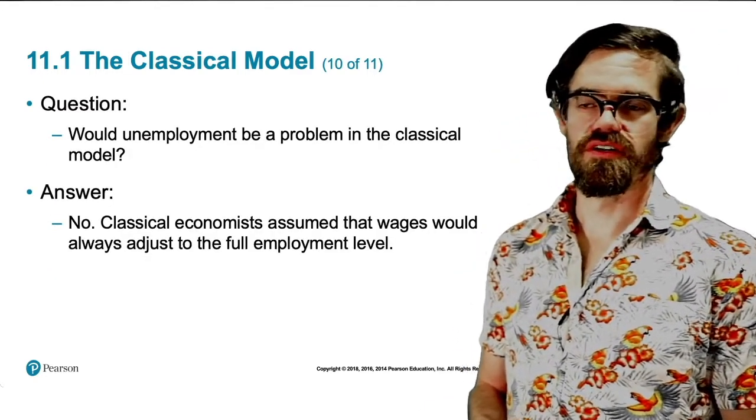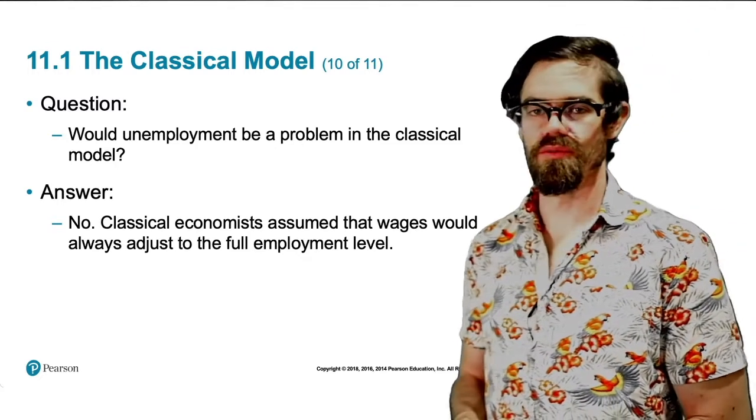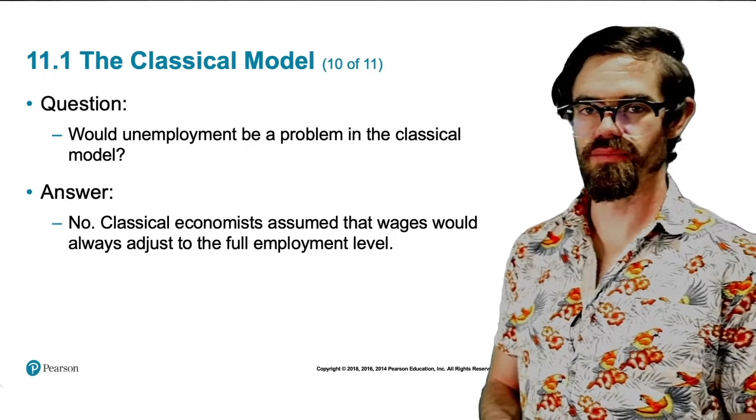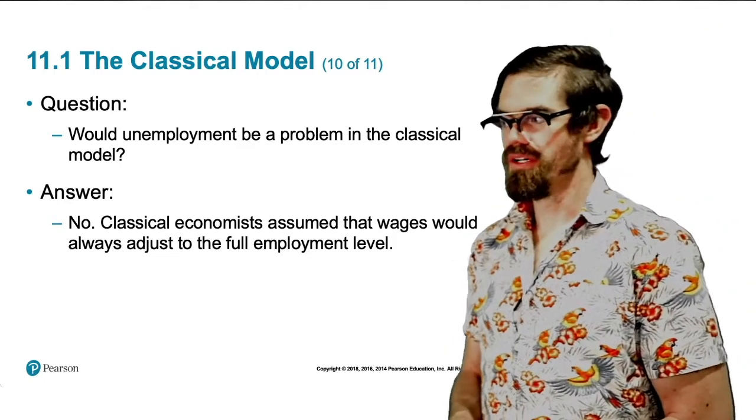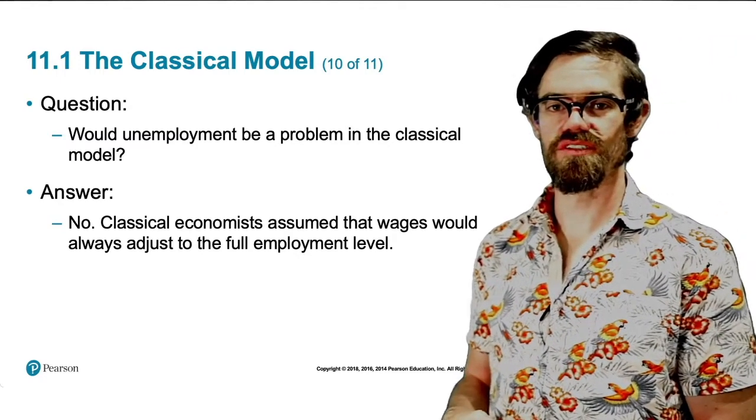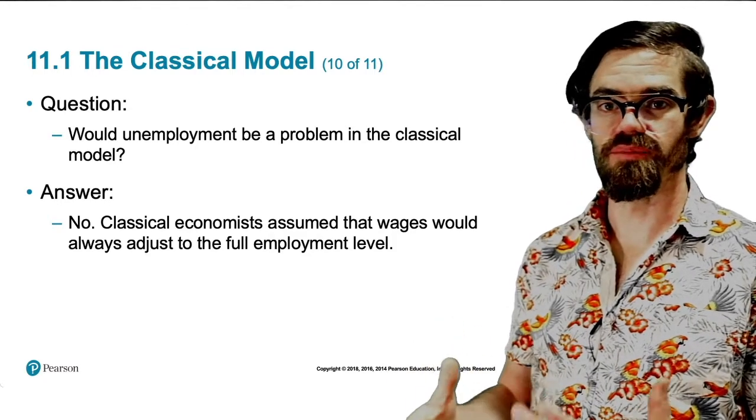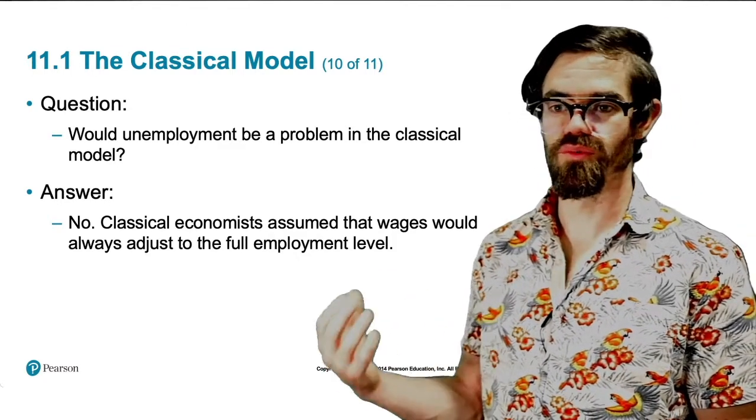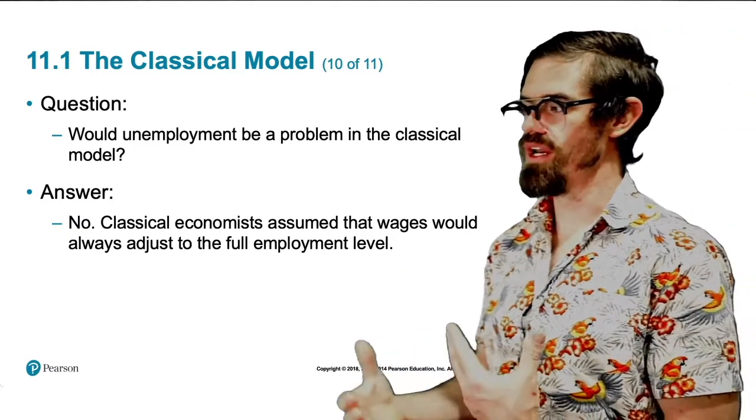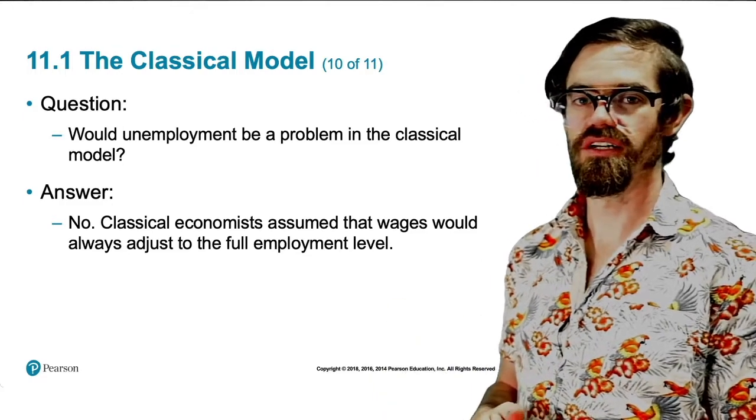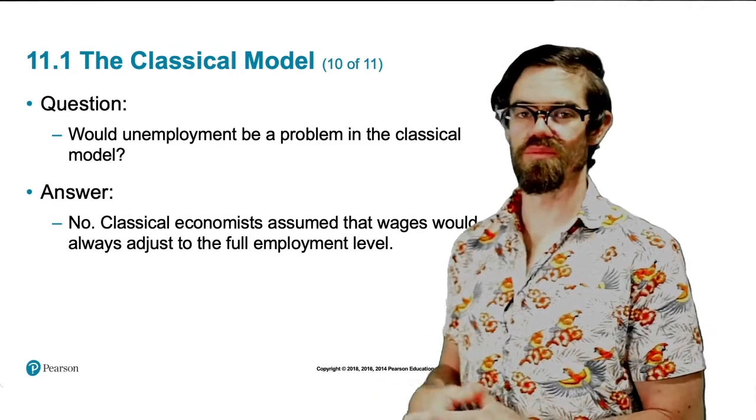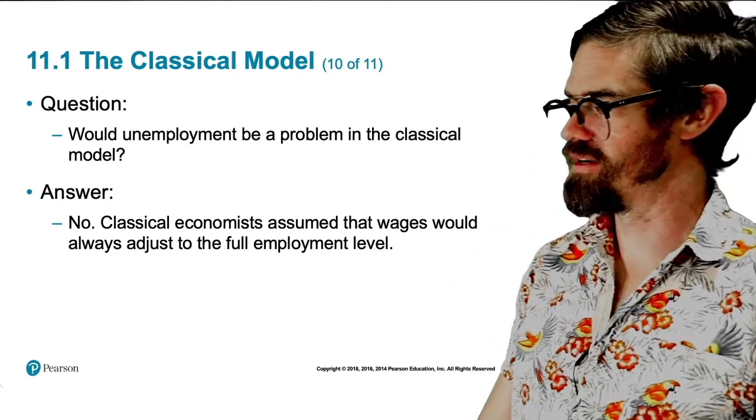Now here's a good question for you to think about. Would unemployment be a problem in the classical model? If you need to, take a minute and think about it. But the answer is no, and it's because, again, classical economists believed that the economy could fix itself. So if there was a problem in terms of unemployment, things would adjust, wages in particular would adjust to get us back to a point where unemployment isn't really a problem and we experience full employment as an economy.